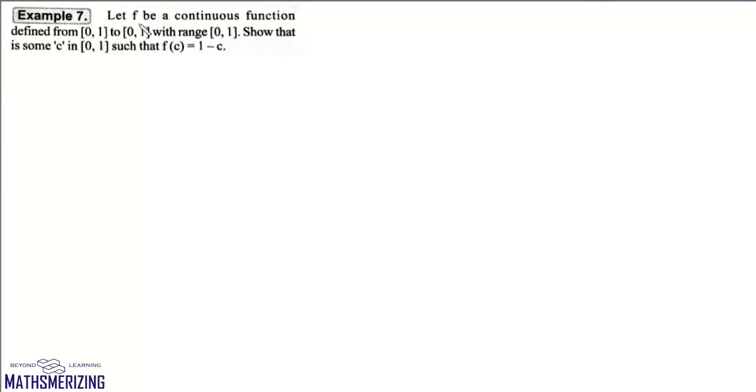Now here the question is, let f be a continuous function defined from [0, 1] to [0, 1], whose range is [0, 1]. Then show that there exists a c in [0, 1] such that f(c) = 1 − c. Now what we'll do is, we'll assume a function g(x), which is f(x) − 1 + x. Now since f is a continuous function, this function g(x) is also continuous.